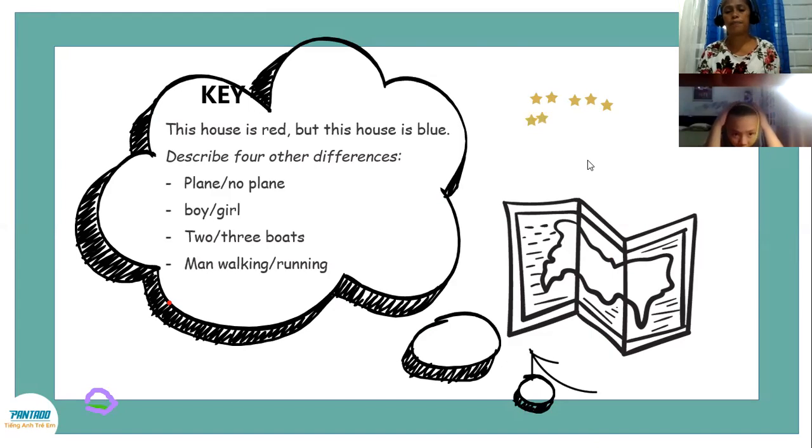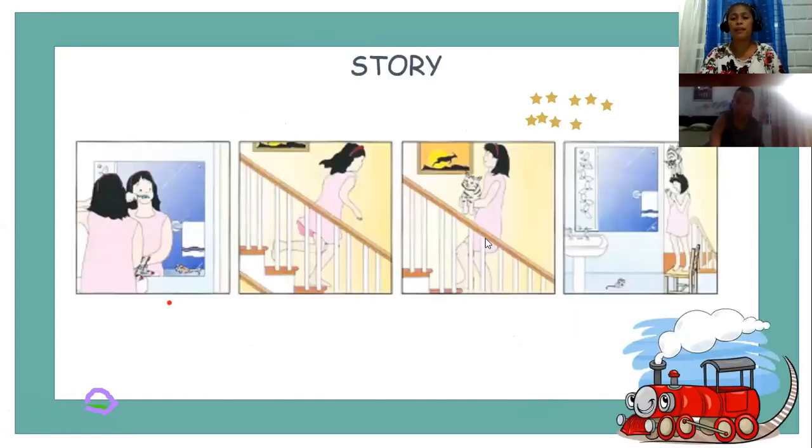Number 3. The first picture has 2 boats, but the second picture has 3 boats. The first picture, the man is walking, but the second picture, the man is running. Very good, Keo. Good job. Very excellent. Great job.